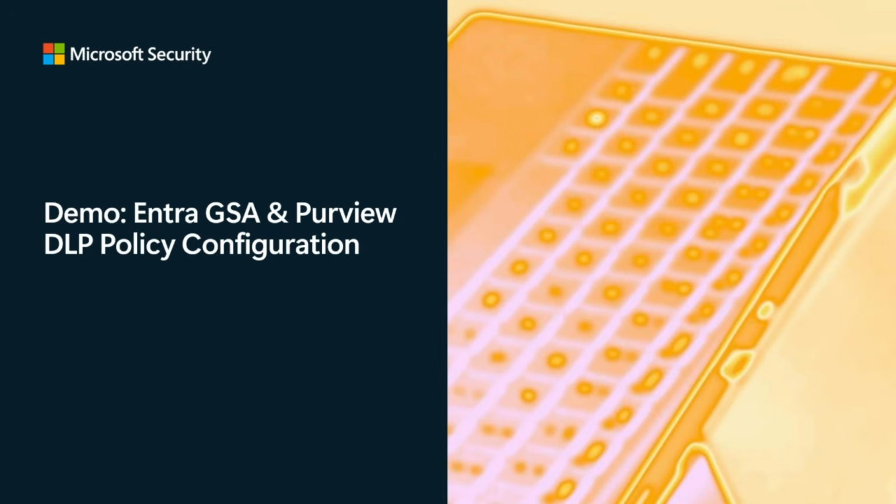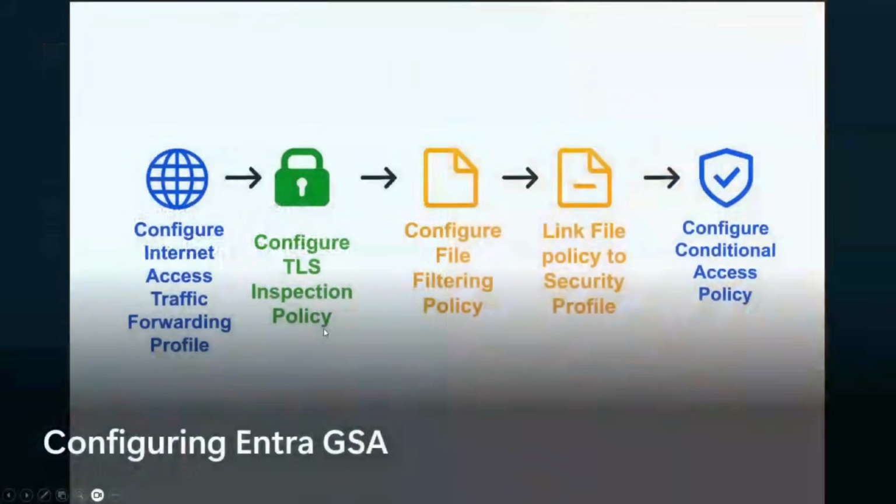Hey everyone, thanks for joining in. As Brendon mentioned, I'll be showing you the configurations on the Entra GSA side and on the DLP policy on the Purview portal as well. So with that, on the Entra side of things, before we start configuring the file filtering policy, there are a couple of things that need to be taken care of. One is we need to ensure that the internet access traffic forwarding profile is configured correctly.